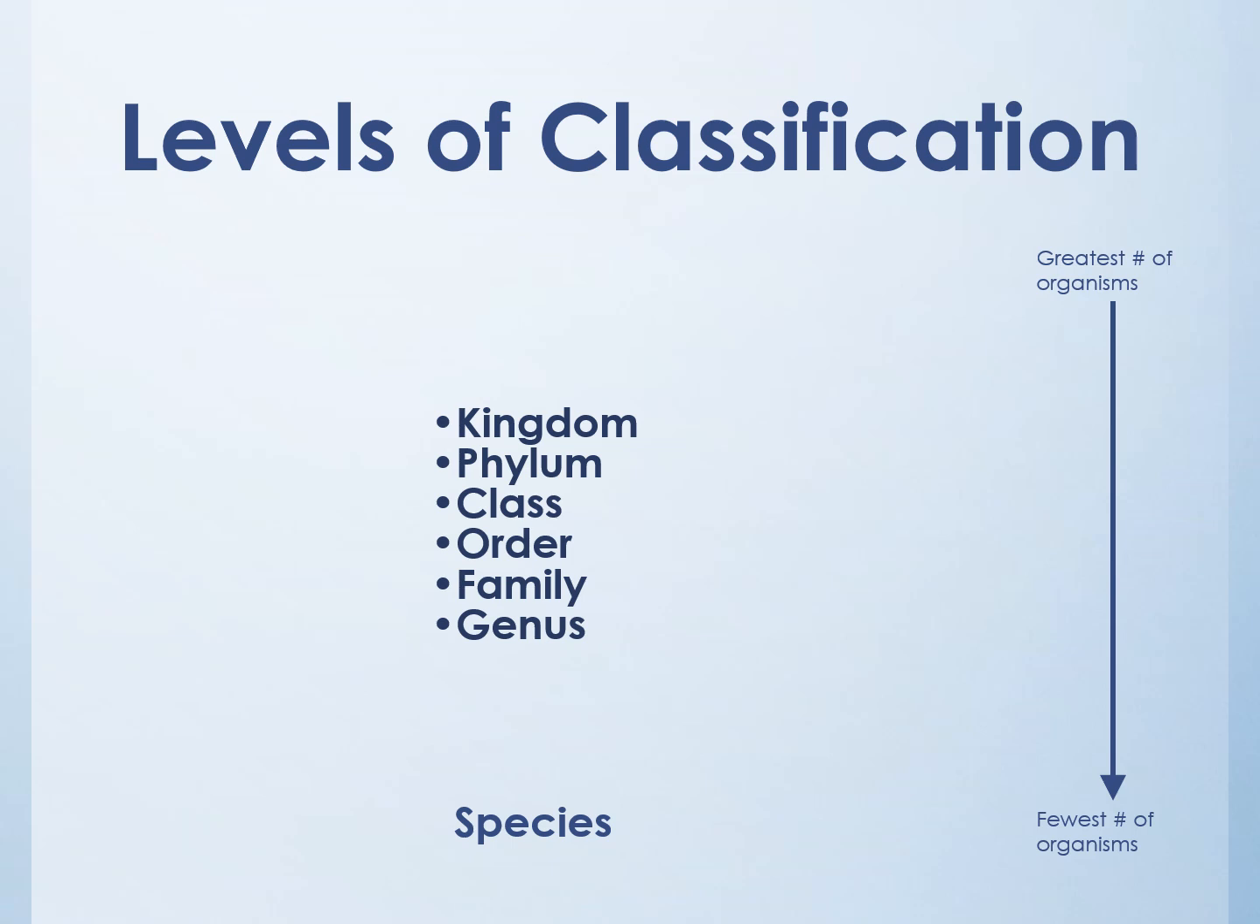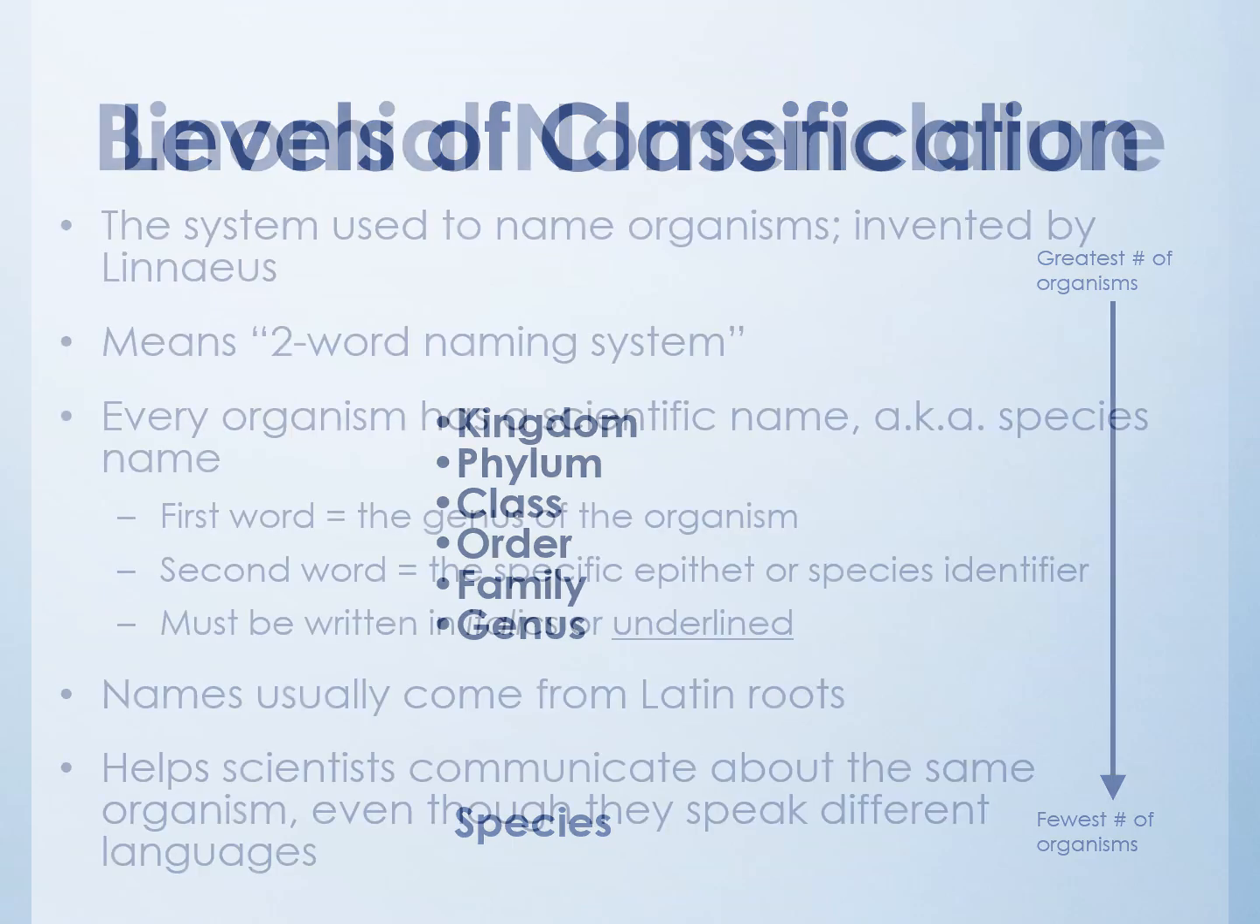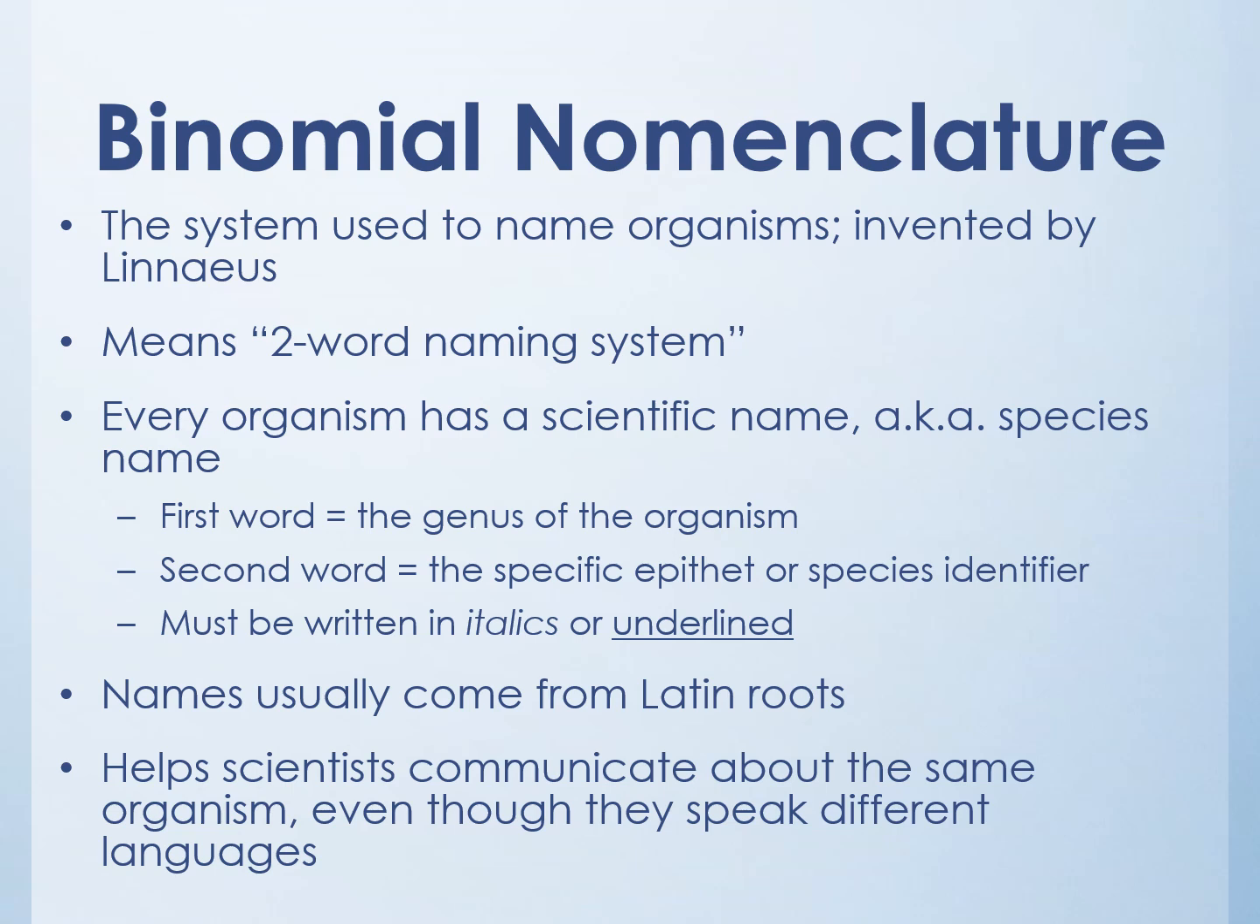Can you go the other way? Groups of species that are related form a genus, groups of genus form a family. Groups of families form an order. Orders form classes. Classes form phyla. And phyla form kingdoms. Once you get down to the species level of classification, you are talking about a single group of organisms.